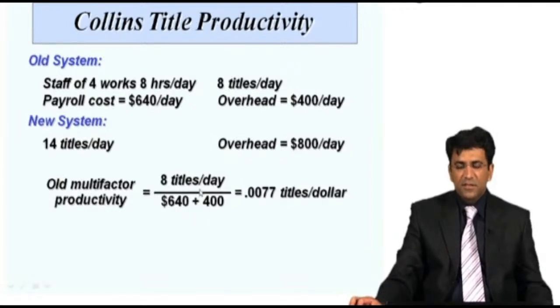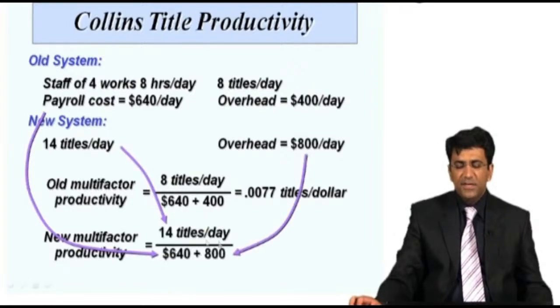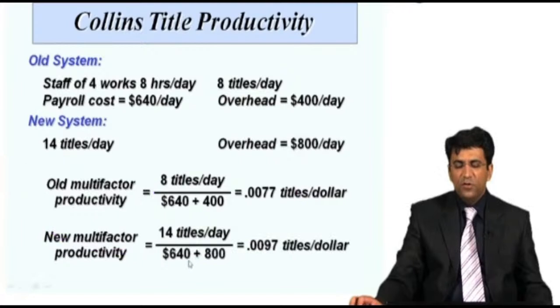and in this case the output remains same. Now if we calculate the multi-factor productivity for the new system, it will be equal to 14 titles per day, that is the new output for the new system, divided by this expense, that is $640 plus overhead expense $800, because the overhead expenses increased to $800 for the new system. So this is our new productivity.